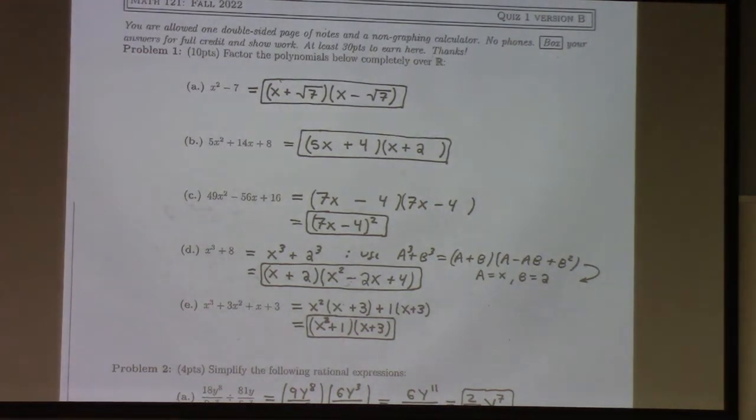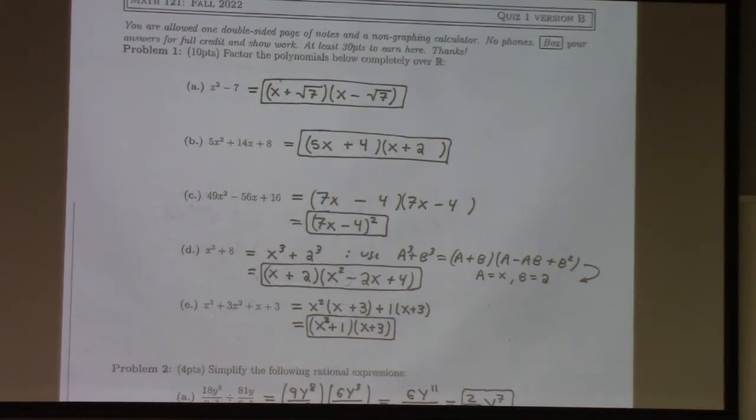All right. So the first thing I'm going to do is factor a 5 out. So I factor a 5 out. And then I'm going to take half of this. What's half of 14/5? It's 7/5. I square that. I have to subtract the square of 7/5, which is 49 over 25.